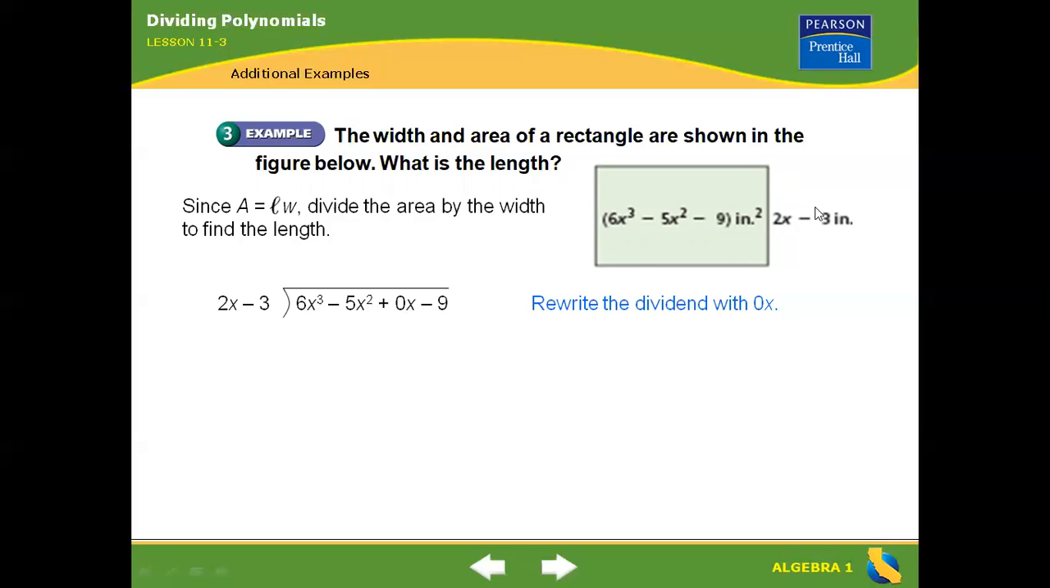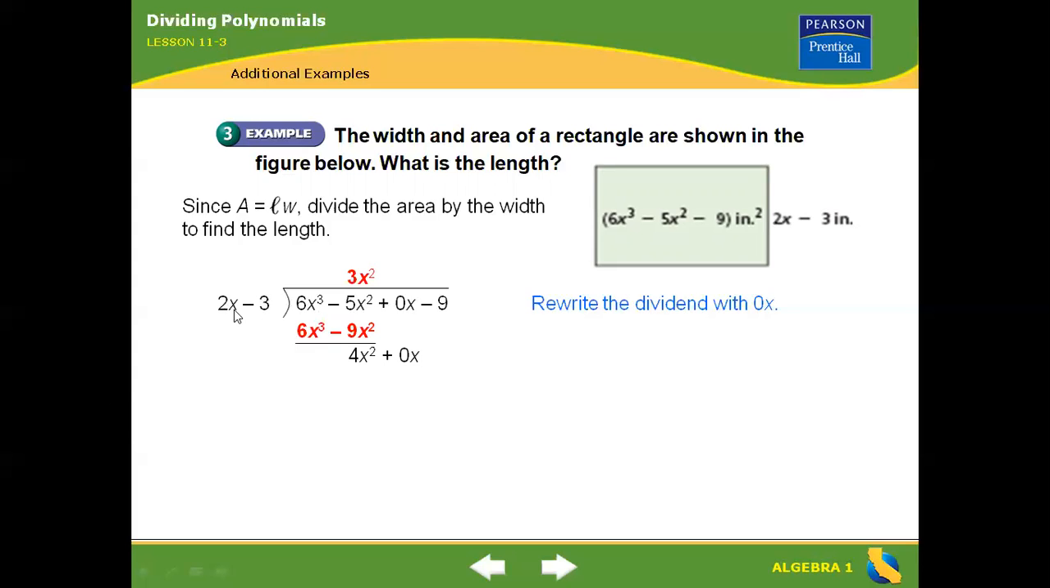Then divide that by your width, that is 2x minus 3. Rewrite the dividend with 0x. So again, here we need only to divide the first term. Divide the first term. Divide, multiply, subtract, and bring down.